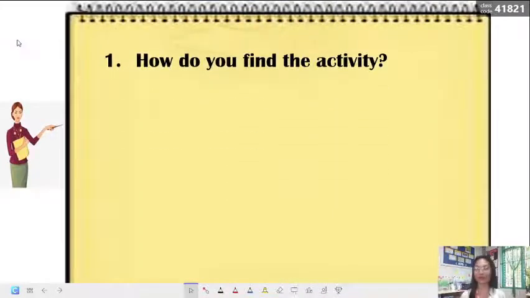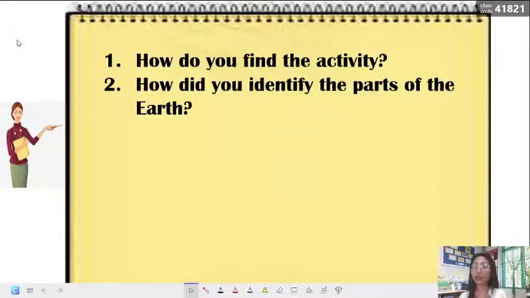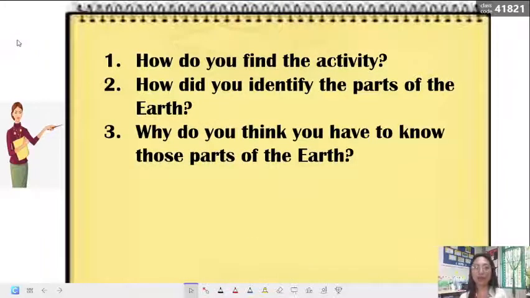How did you find the activity? Yes, it is easy and fun because it is just a review. Number 2, how did you identify the parts of the earth? Okay, very good. It is based on what you have already learned from your elementary years to junior high school years. If you apply those basic knowledge, then it is easy for you to identify, right? Okay, how about this? Why do you think you have to know those parts of the earth?